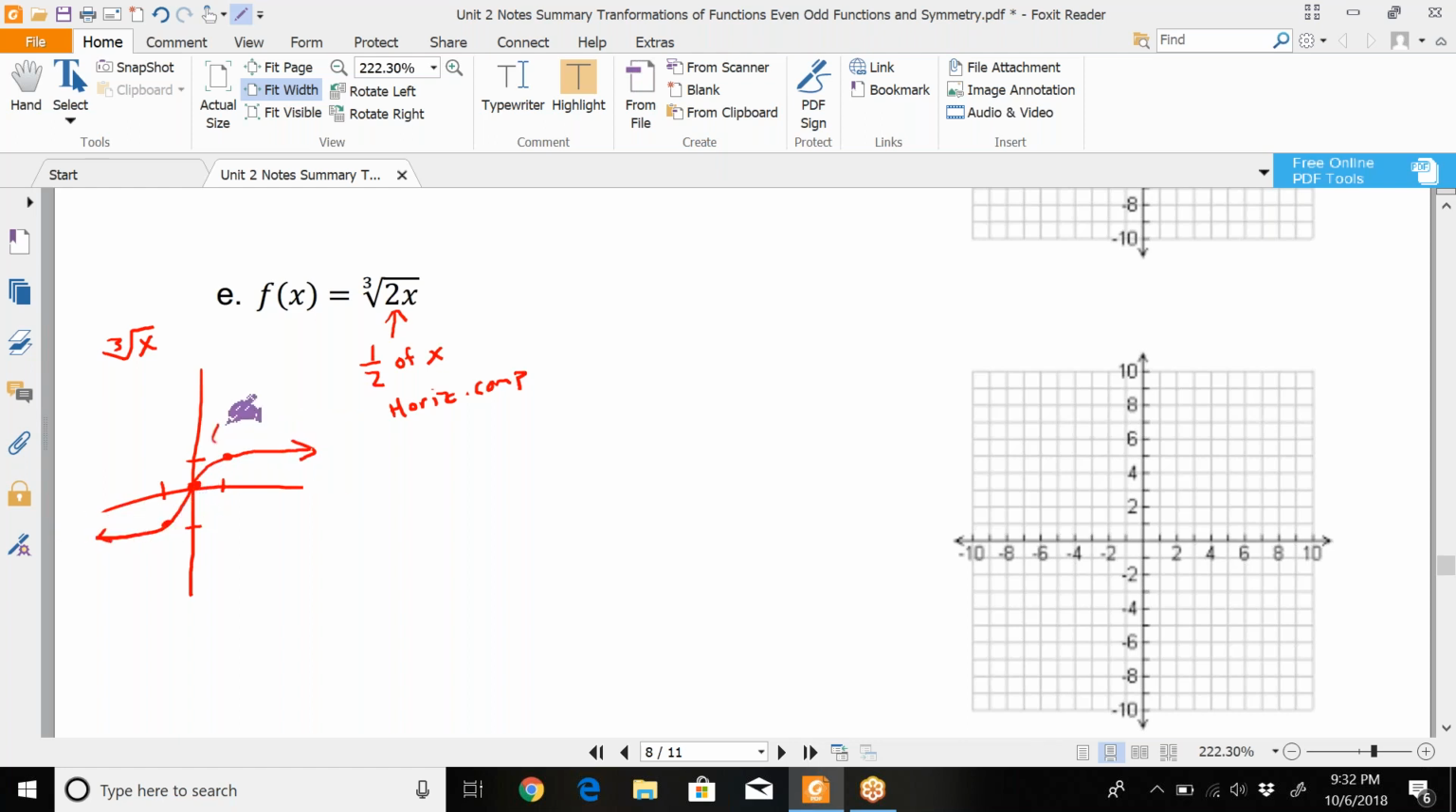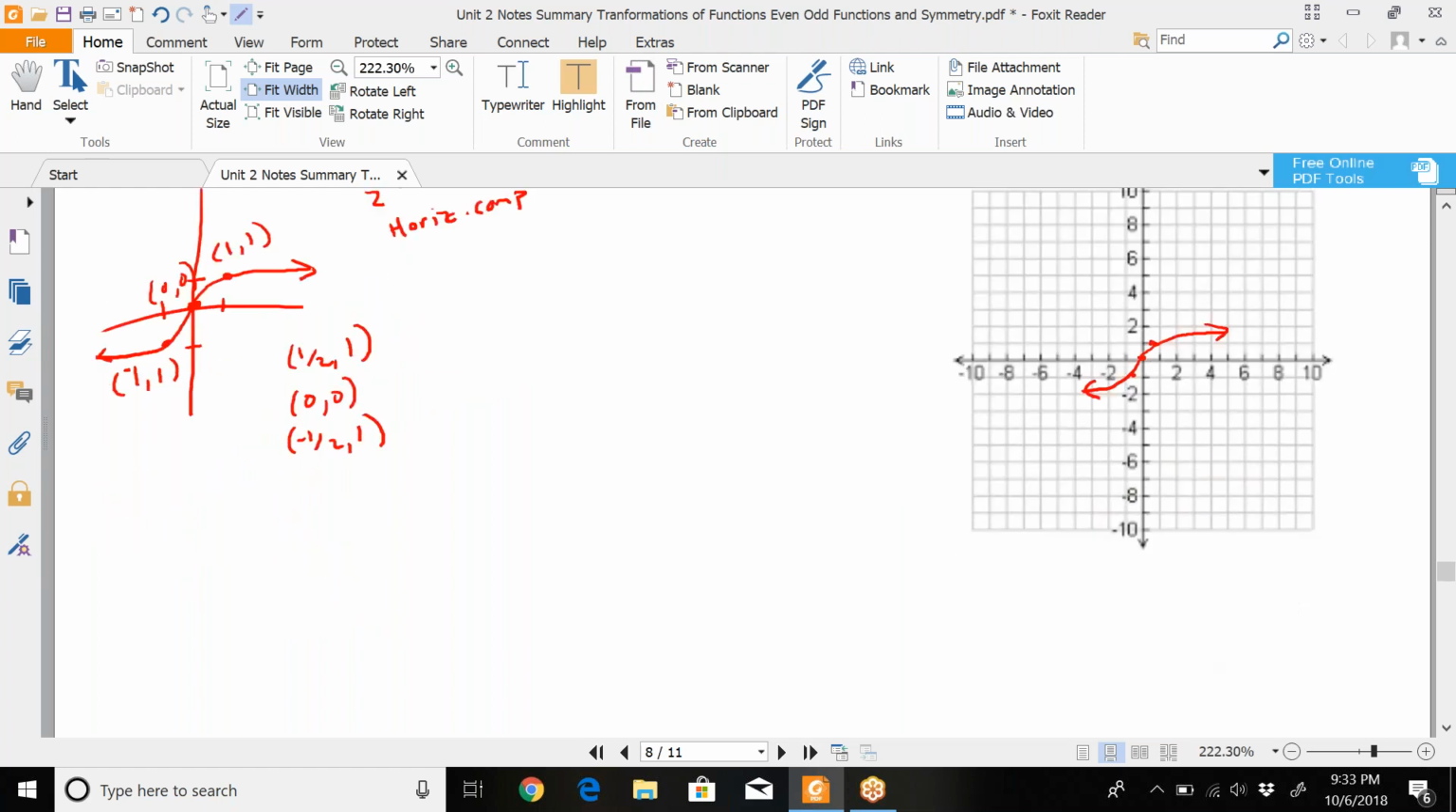So we're taking, let's write down these points. (1, 1), (-1, -1), (0, 0). We're taking half of those x values. So that means we'll have (1/2, 1), 0 would still be 0, and (-1/2, -1). So notice it has been horizontally compressed. The x's are closer together than they were before. Still looks like the same graph, but there's that subtle difference that the x's are closer together than they were.